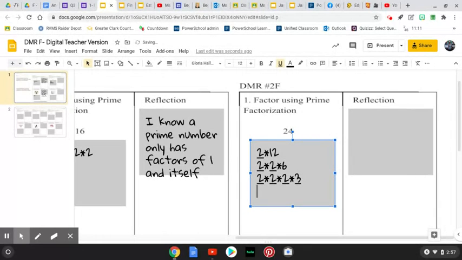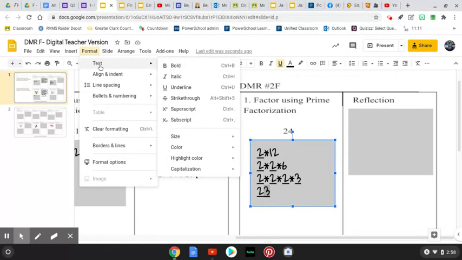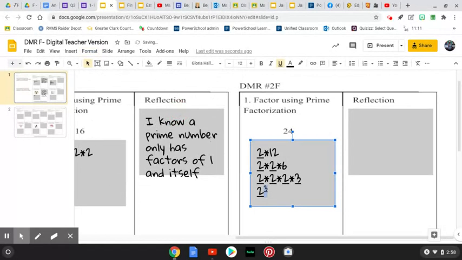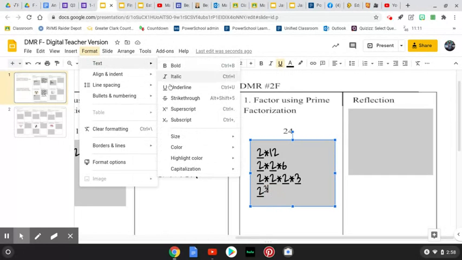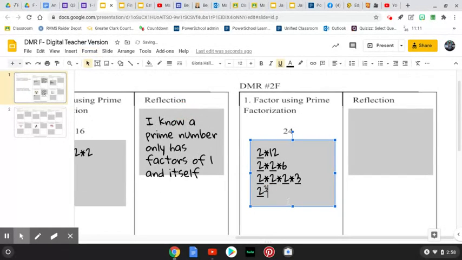Well, we know that we can write 2 times 2 times 2 as 2 to the third power. And I do that by typing 2 to the third power. I'm going to highlight the 3 and say format, text, superscript. But then I have to click off of it and do it again. Format, text, superscript, and it'll make it big again, times 3. So this 2 to the third is reflecting these, and this 3 is reflecting this. So if I multiply all that out, I will get 24.